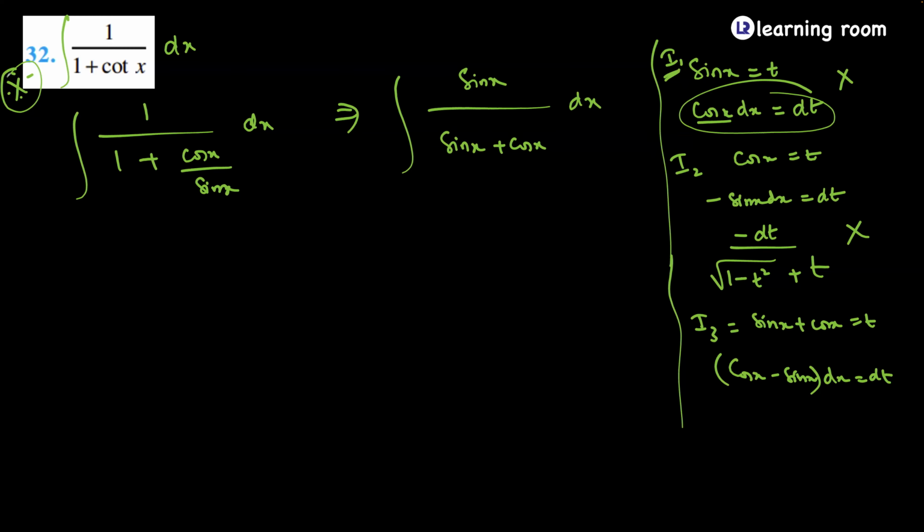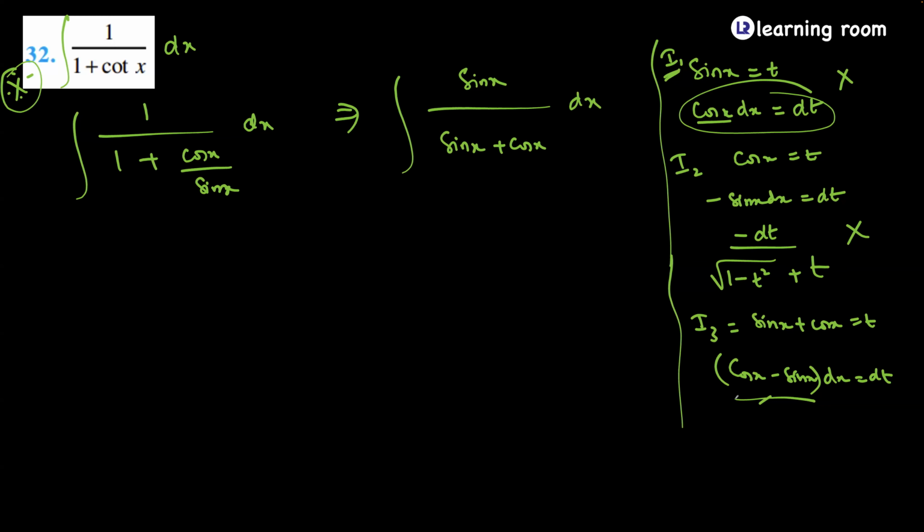But if I put that as t, what is the expected value of dt? Always, if you put the denominator as t, the numerator should be dt. That is the idea. So if I put sin x plus cos x as t, what is the expected value of dt? It is cos x minus sin x times dx is dt. So for that, I will replicate the numerator in terms of the denominator.